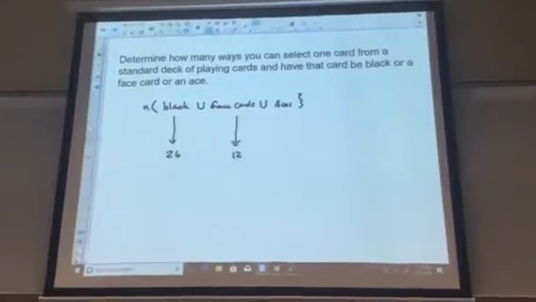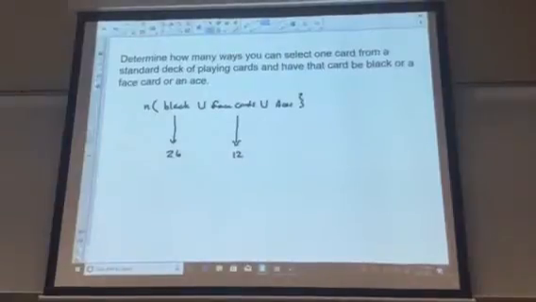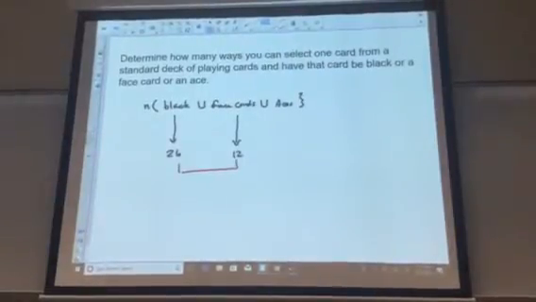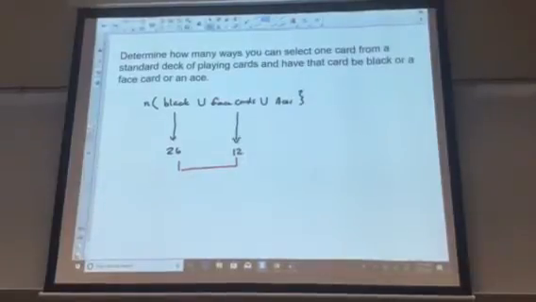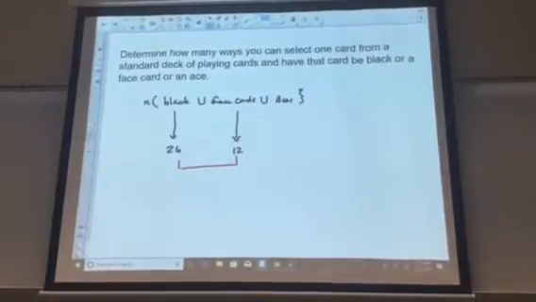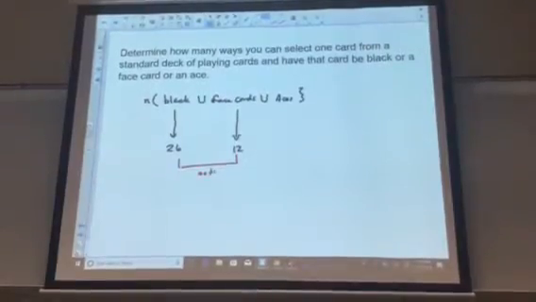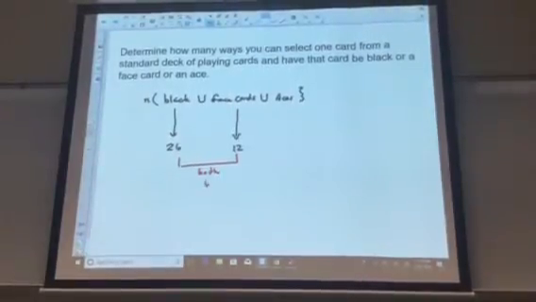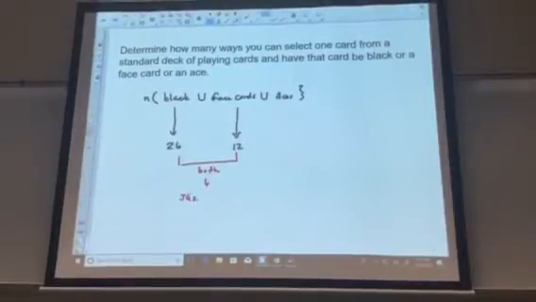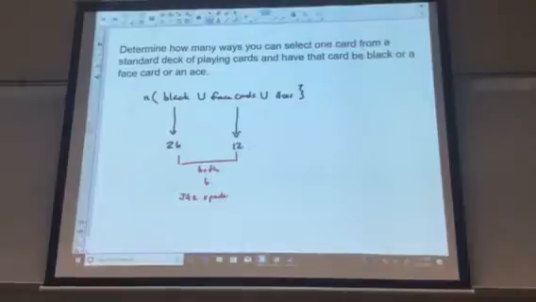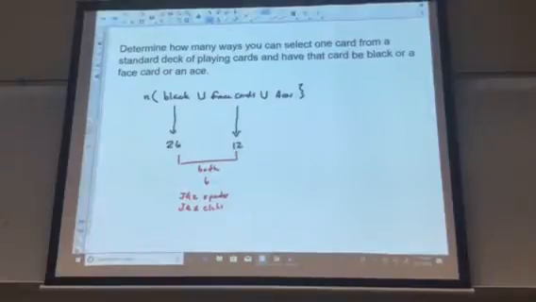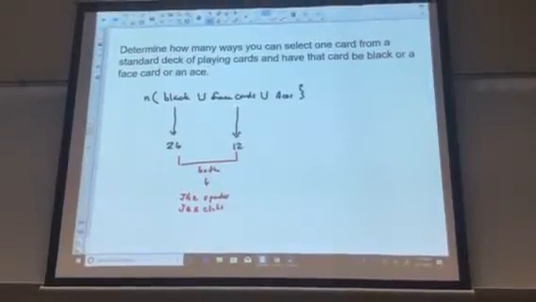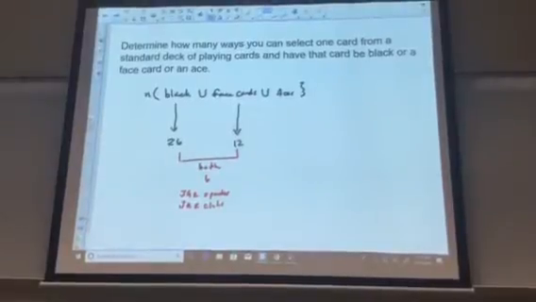Before we go any further, let's look at this. Are there any face cards that are also black cards? So I'm already starting to think about the boths anytime I talk about two sets. So how many are both black and face cards at the same time? 6 of them. Specifically, the Jack, Queen, King of spades, and the Jack, Queen, King of clubs. So if I just add 26 and 12, I've already got 6 too many cards because I've double counted those 6 that are sitting there.